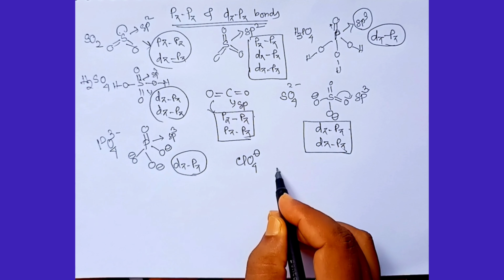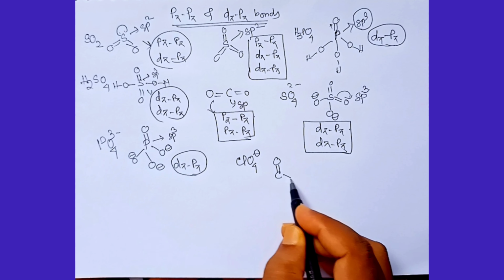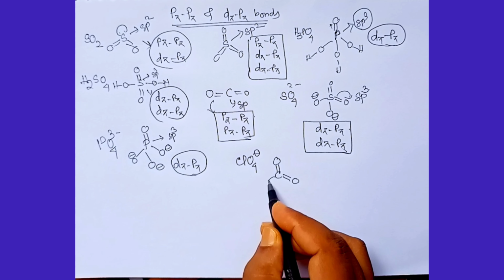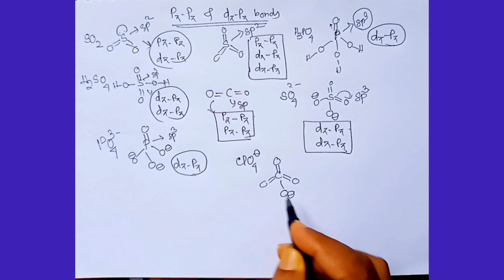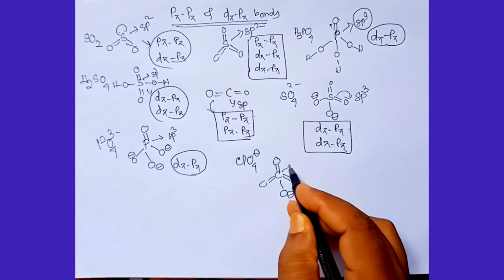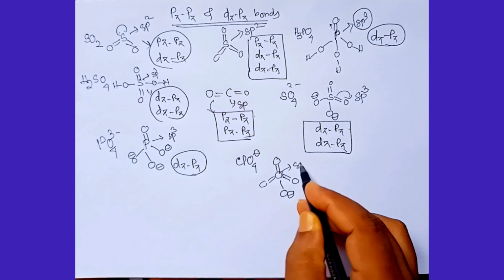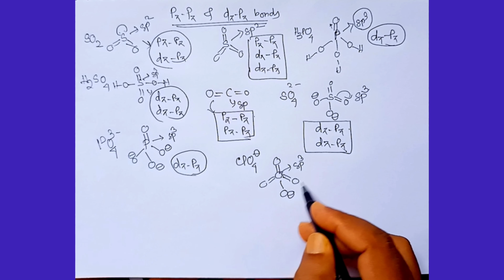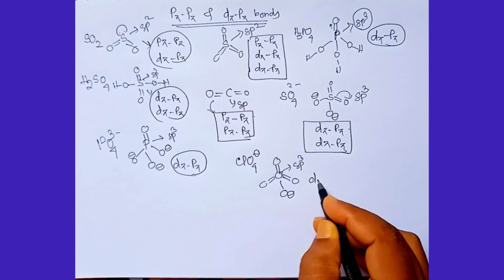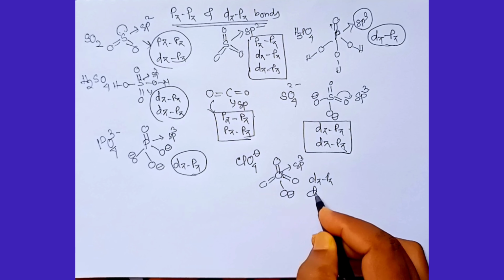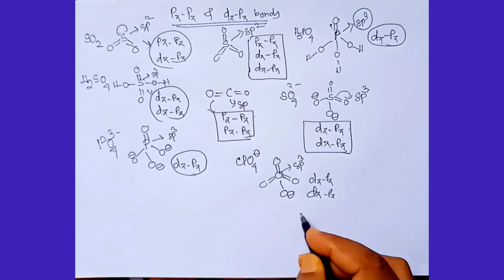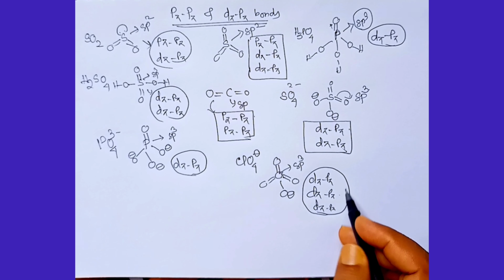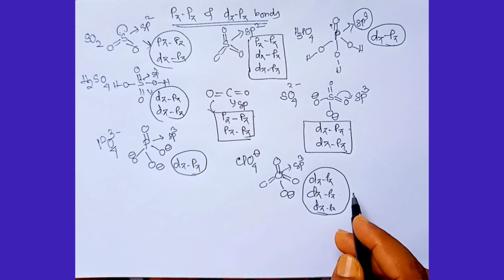Now one more ion, the perchlorate ion, ClO4 minus. So you draw the structure. This is the structure of the perchlorate ion. So hybridization here is sp3, 3 pi bonds, so only the d orbitals are vacant, so d pi p pi, d pi p pi and d pi p pi. So in the perchlorate ion the number of d pi p pi bonds is 3.